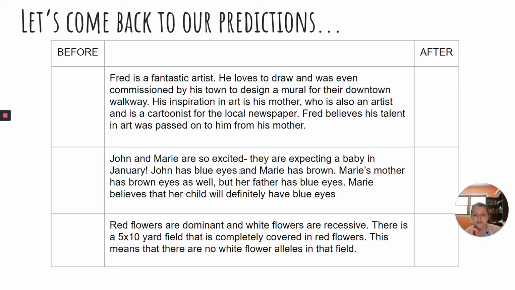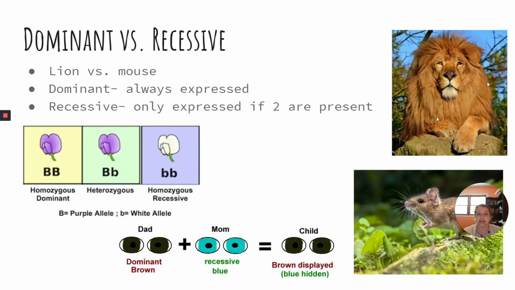Not 100%. Why? Look at that. Even though he's got blue eyes, father has blue eyes, even though there's blue eyes there are definitely some brown alleles. And what happens when a brown allele is even present just by itself? It's going to be expressed. Remember, it is going to dominate. It's the lion. Okay, it's the king of the jungle.